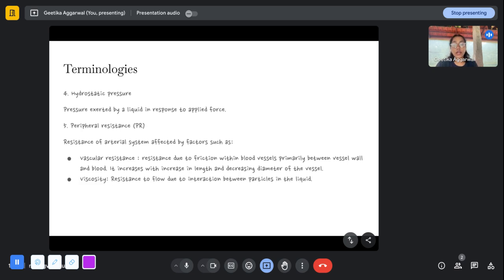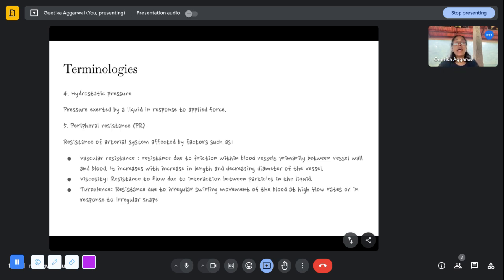So if somebody has arteriosclerosis, they will have higher vascular resistance because the diameter is decreased because of the deposition in the endothelium. Viscosity is also known as the thickness of the liquid. It is the resistance to flow due to the interaction of various particles in the liquid. Here we're talking about blood, and the various particles in blood are the WBCs, RBCs, platelets, and the microparticles such as the proteins.